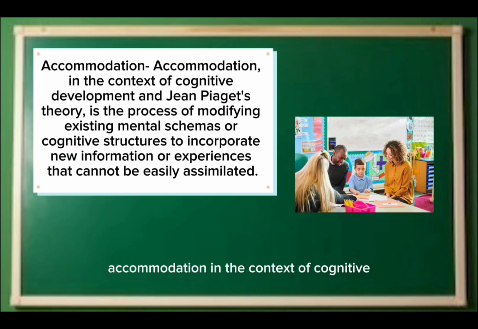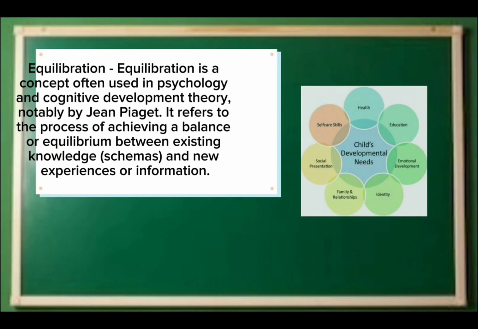Accommodation. Accommodation, in the context of cognitive development and Jean Piaget's theory, is the process of modifying existing mental schemas or cognitive structures to incorporate new information or experiences that cannot be assimilated. For example, when individuals encounter information or experiences that do not fit into their existing schemas, they must adjust their mental frameworks to accommodate this new information.